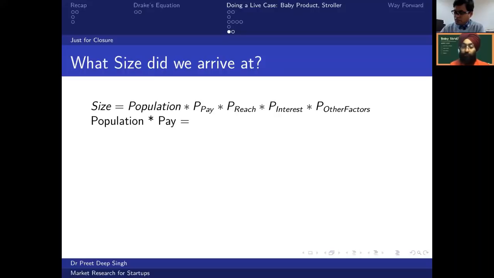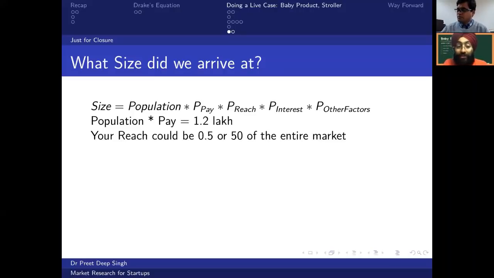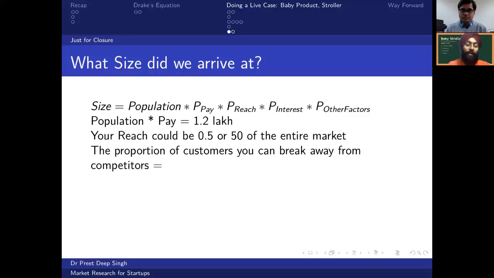right? We have already calculated population and proportion of the population that can pay, right? And what number is that? That number is 1.2 lakh, right? Now we thought of cities, we said maybe 10 cities. What is your reach? Let's say initially you can start in 5 cities, 5 of the 10 cities where most of your audience is, right? So that's 50% of the entire market. It says 50, it's 50%, right?